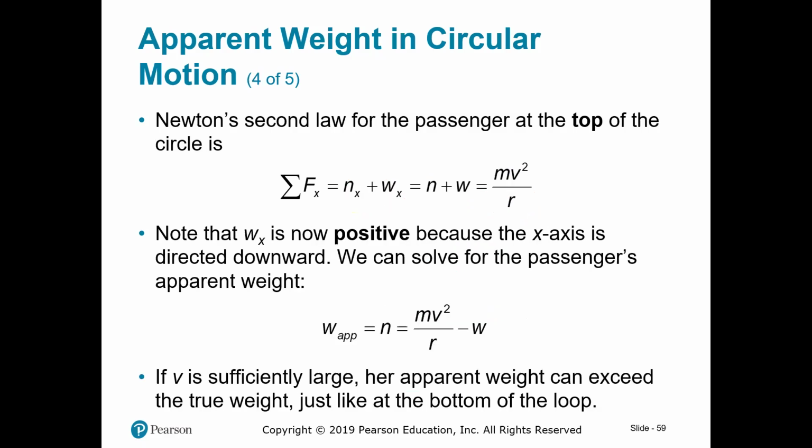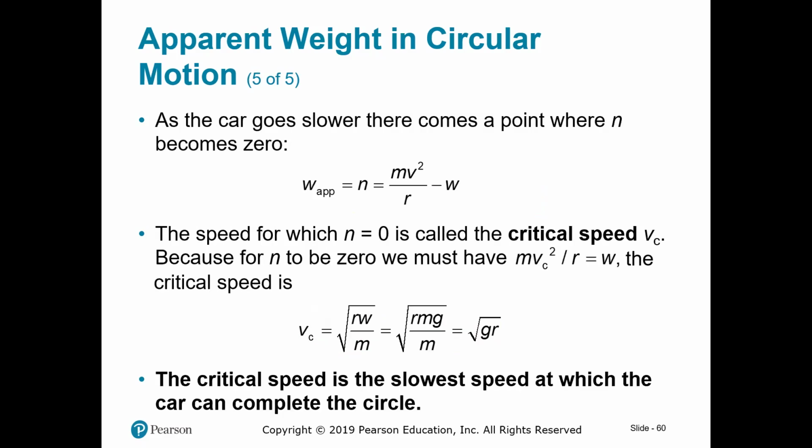Right? However, at the top, your normal force plus weight is mv squared over r. But this time your normal force, which is the apparent weight, is mv squared over r minus W, right? So this time, as you see in the previous diagram, your normal force is smaller than your usual weight, right? So that's why you feel light. Right? So as the car goes slower, there comes a point where N becomes 0.